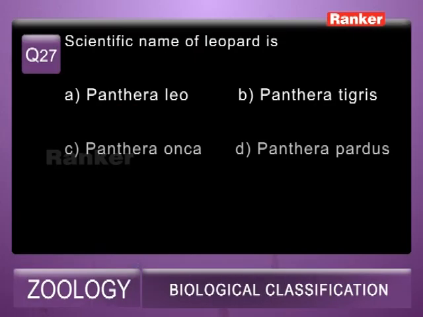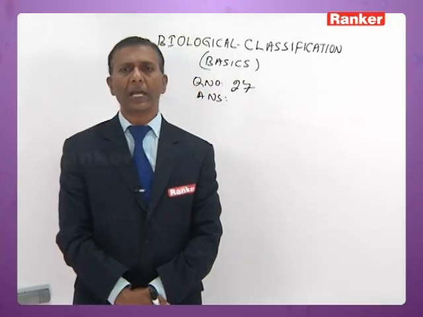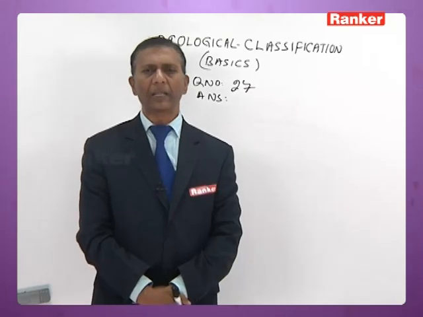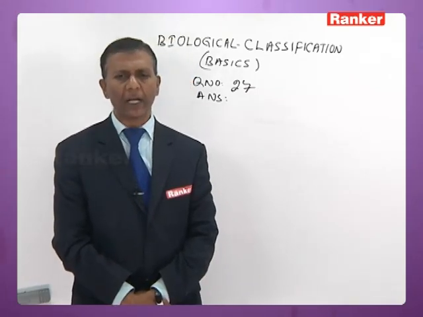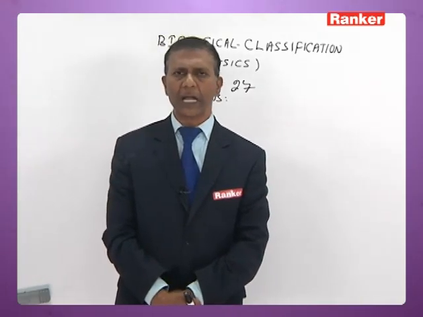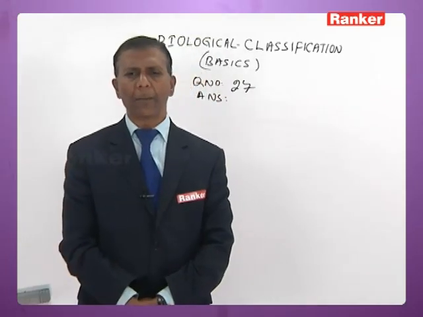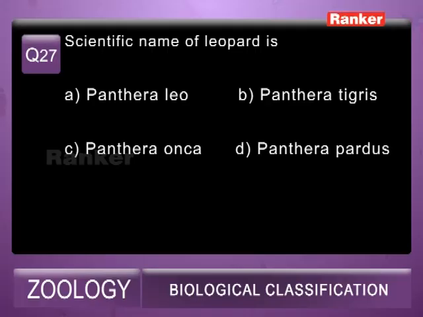27th question here. Scientific name of leopard is A. Panthera leo, B. Panthera tigris, C. Panthera onca, D. Panthera pardus. Now Panthera leo is the scientific name of lion, Panthera tigris is the scientific name of tiger, Panthera onca is the scientific name of jaguar, Panthera pardus is the scientific name of leopard. So 27th question, correct option is D.